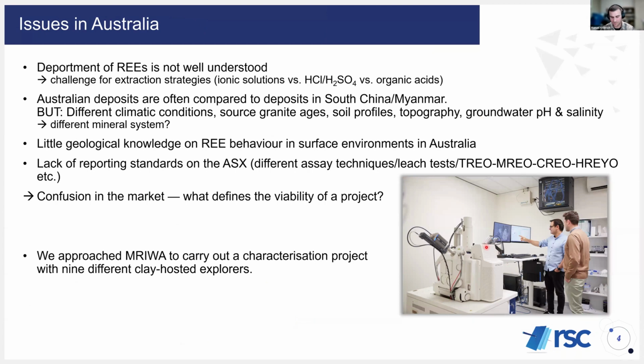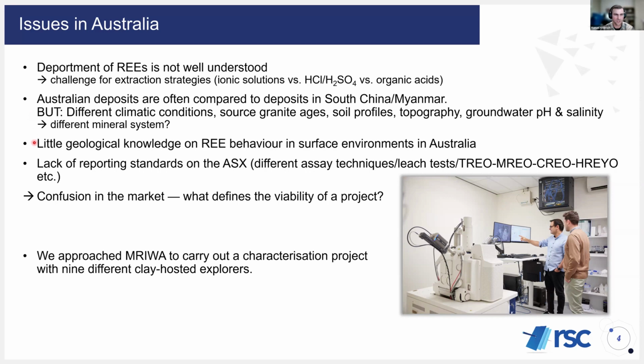Now, we've seen a lot of exploration activity in Perth, and also seen a lot of issues by talking to a number of companies and our clients. And what we figured out was the deportment of rare earth overall is not well understood, which leads to extraction issues. So you don't know whether you need to use ionic solutions, whether you need a bit of acid like HCl or sulfuric acid, or maybe even organic acid like citric acid, for example. Then the Australian deposits were quite often compared to the ones in southern China, but we would argue that there are quite a few differences, and we'll have a slide about that at the end of the talk.